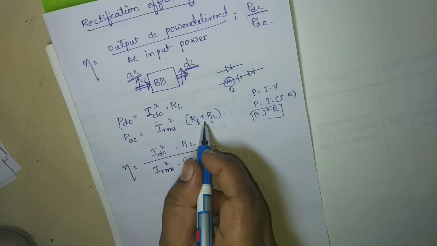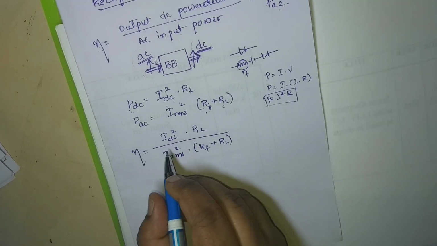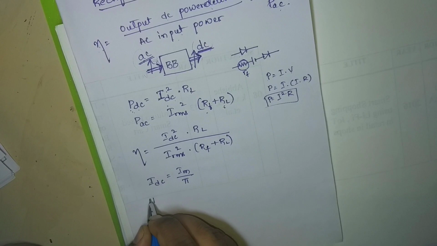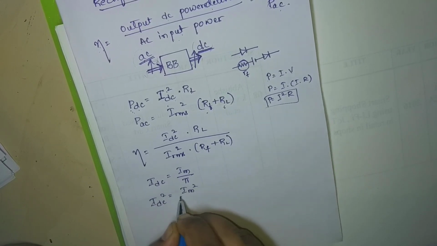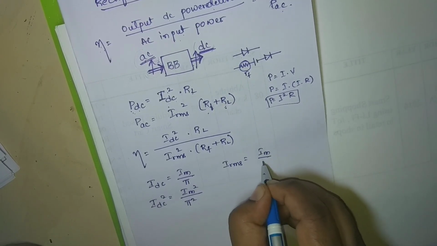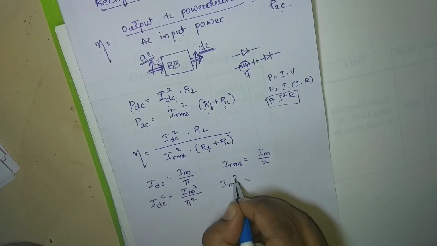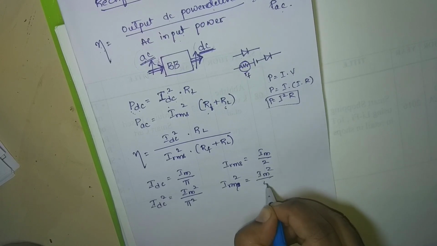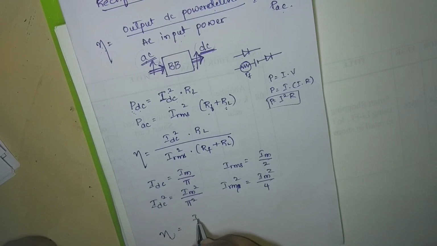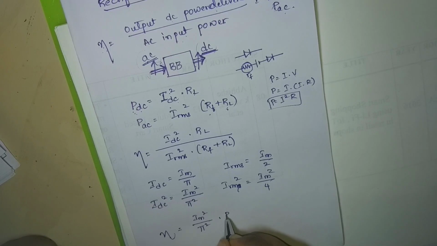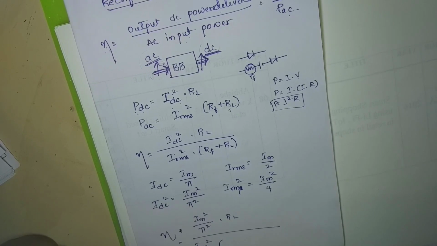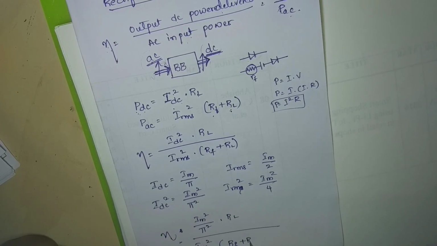Here PAC is I square into R, where R is the resistance. Now efficiency. We know that IDC is equal to IM divided by pi. Therefore IDC square is equal to IM square divided by pi square. And IRMS is equal to IM divided by 2. So IRMS square is equal to IM square divided by 4.